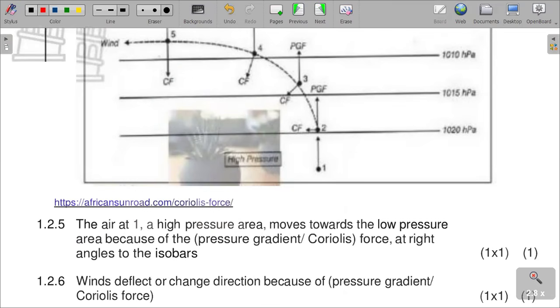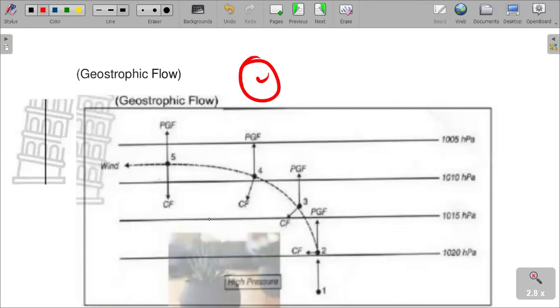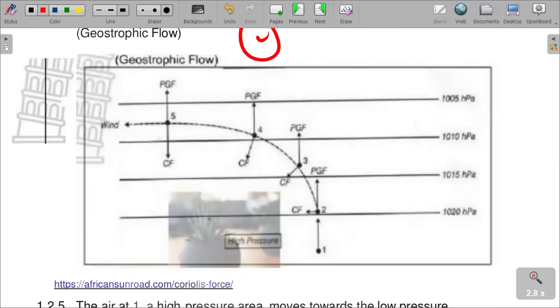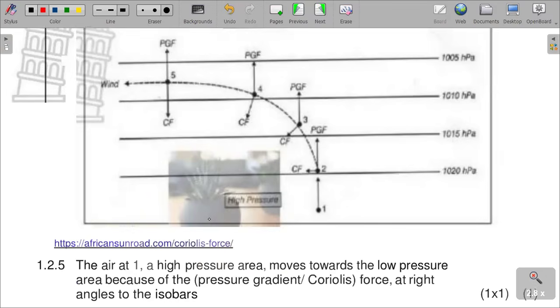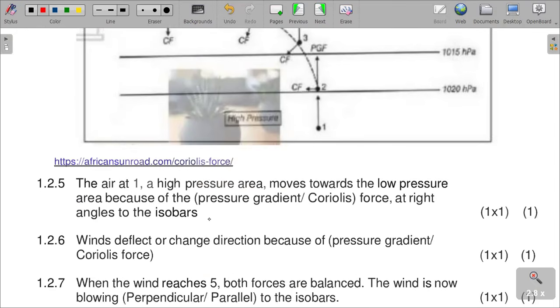So the air at a high pressure area moves towards the low pressure area. It is a movement of air mass from high pressure to low pressure. What causes that? It is actually caused as a result of the pressure gradient. Pressure gradient always identifies or causes air movement.